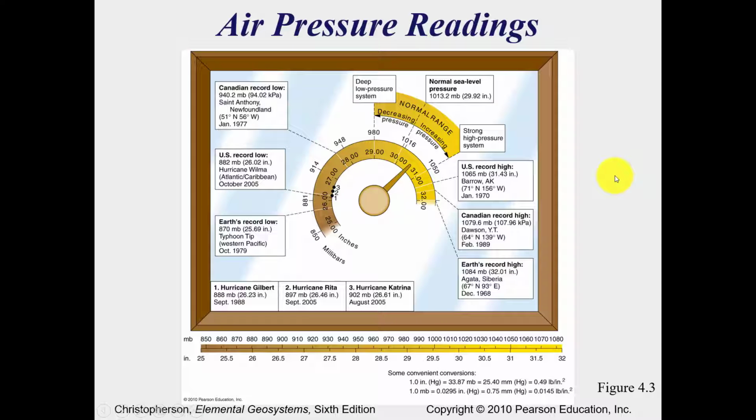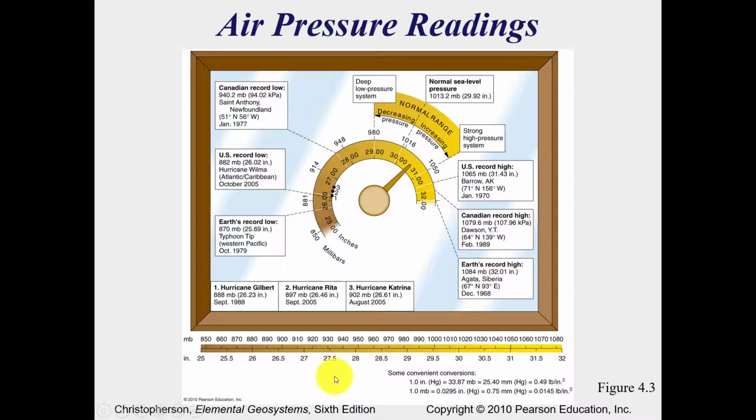So when we talk about pressure readings, there is a normal range between about 980 millibars, here's your units, and 1050 millibars. This is an image of a classical barometer, which also gives you readings in inches. And so either millibars or inches. And for your station models, it will be in millibars.